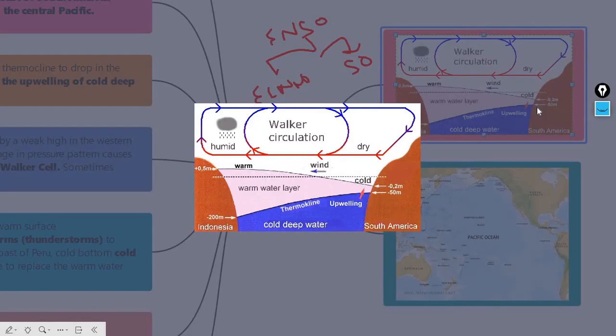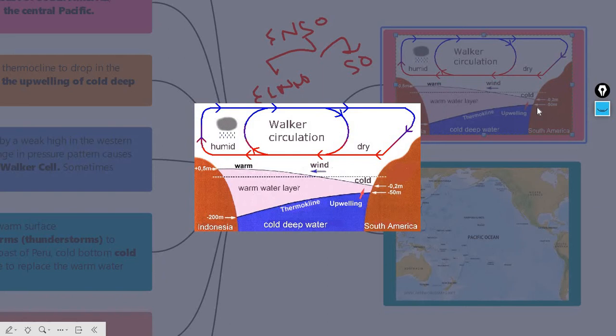Yeah, this is the Walker circulation. Here you can see the wind going, this is a warm and humid condition, hence the cloud formation. So this is the Walker cycle. In the neutral phase, it is just a normal Walker cycle.